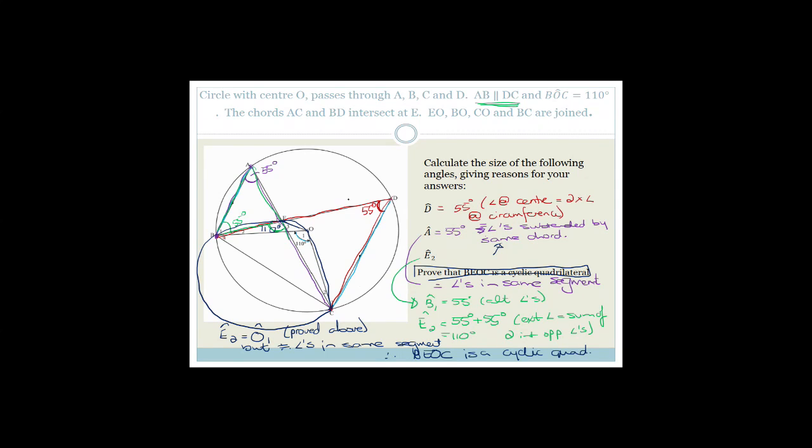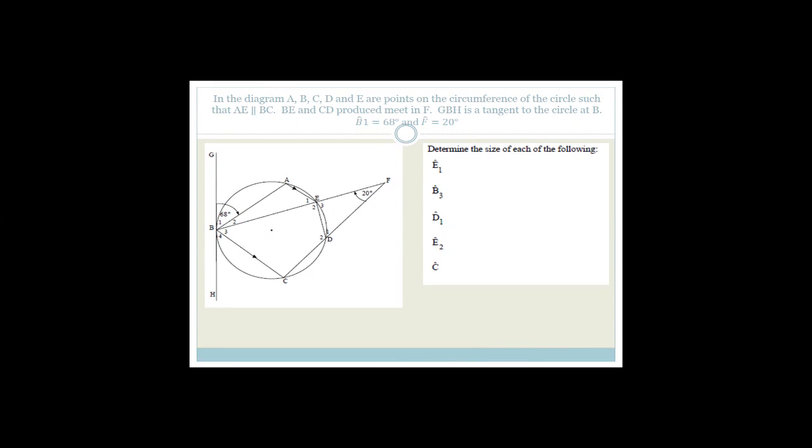So basically, what we're saying is that we can take the fact that this angle here is equal to that angle, and because they are both subtended by BC, we can say, well, in that case, if they're obeying this rule here, that the angle subtended by the same chord in a cyclic quad, therefore this must be a cyclic quad. Okay, next question.